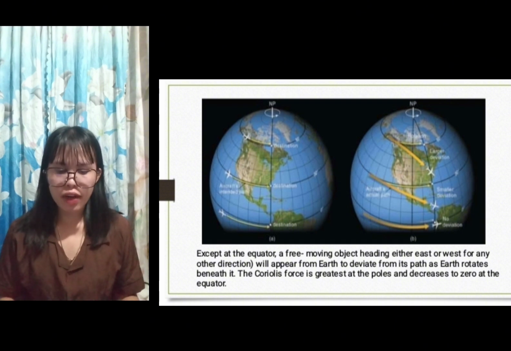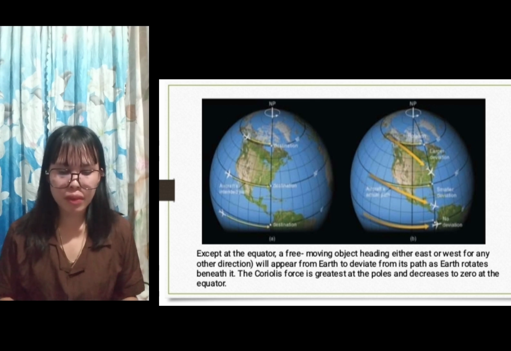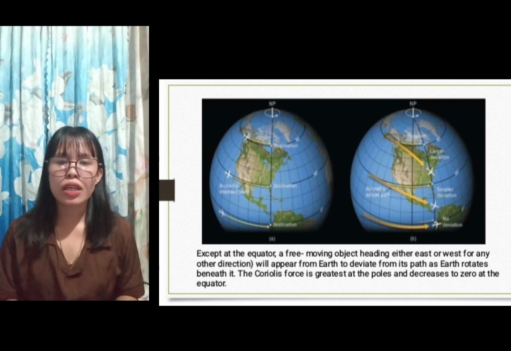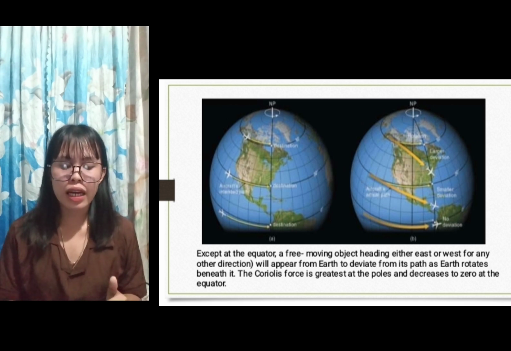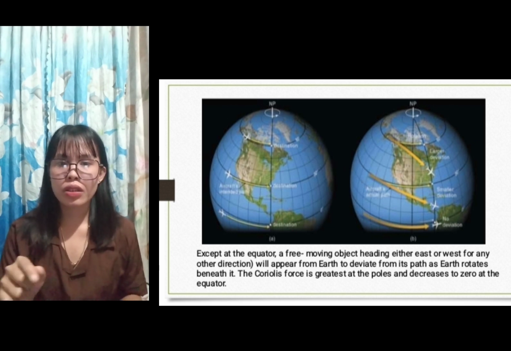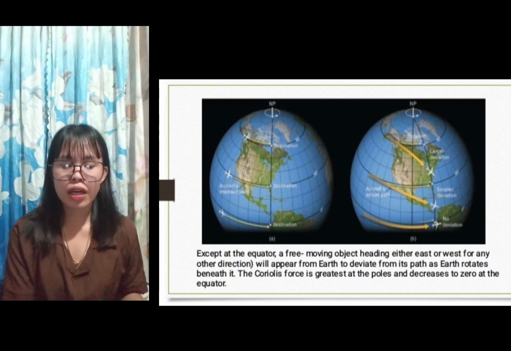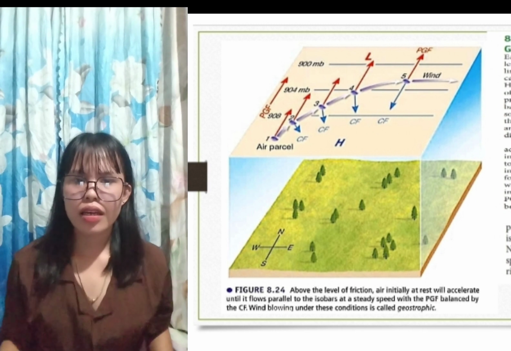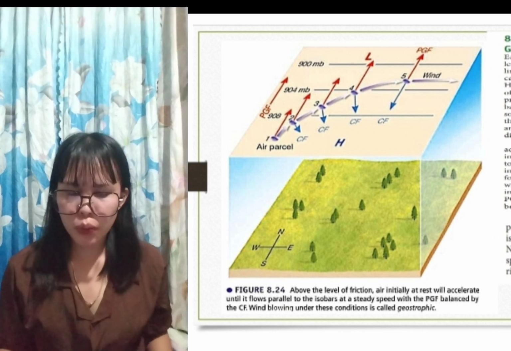Except at the equator, a free moving object heading either east or west or any other direction will appear from Earth to deviate from its path as Earth rotates beneath it. The Coriolis force is greatest at the pole and decreases to zero at the equator. So, greatest at the poles, which is the North Pole and the South Pole niya, decreases to zero at the equator. So, ang iyang net force diri sa equator kay pantay naman siya, mao na siya nga mo decrease gid siya. So next is in figure 8.24.